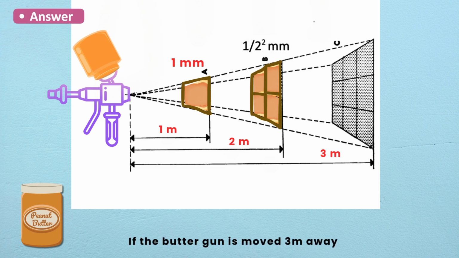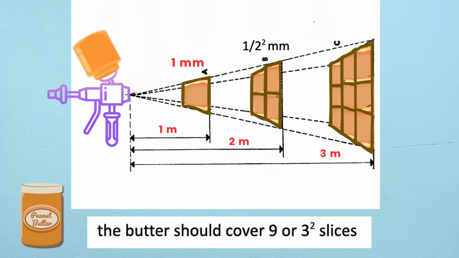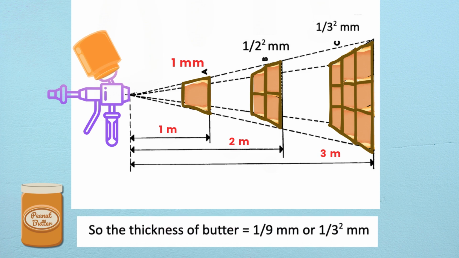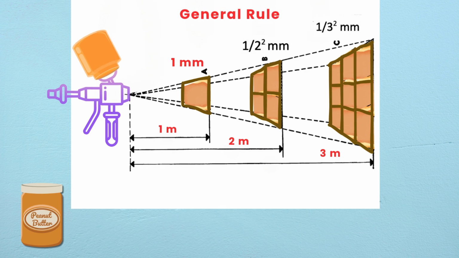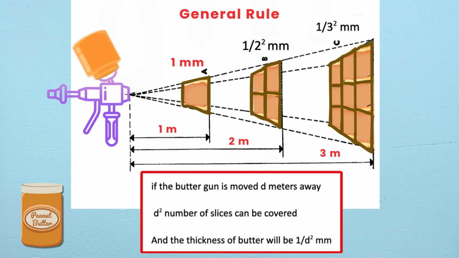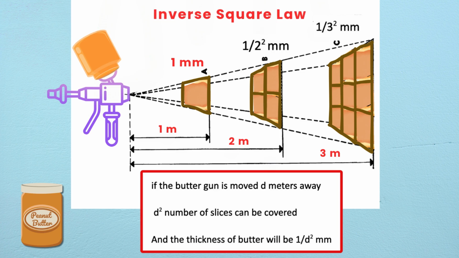If the butter gun is moved 3 meters away, following the same pattern as before, the butter should cover 9 or 3 square slices. So the thickness of butter will be 1/9 millimeter or 1/3 square millimeter. So the general rule is, if the butter gun is moved d meters away, d square number of slices can be covered and the thickness of butter will be 1/d square millimeter. And this is the inverse square law in action.